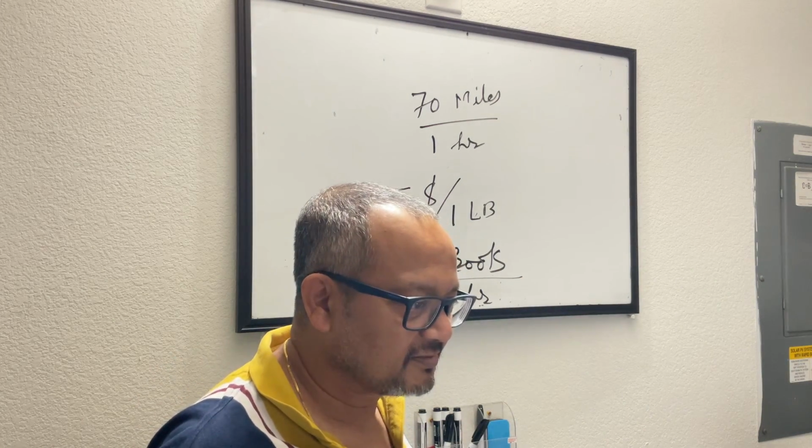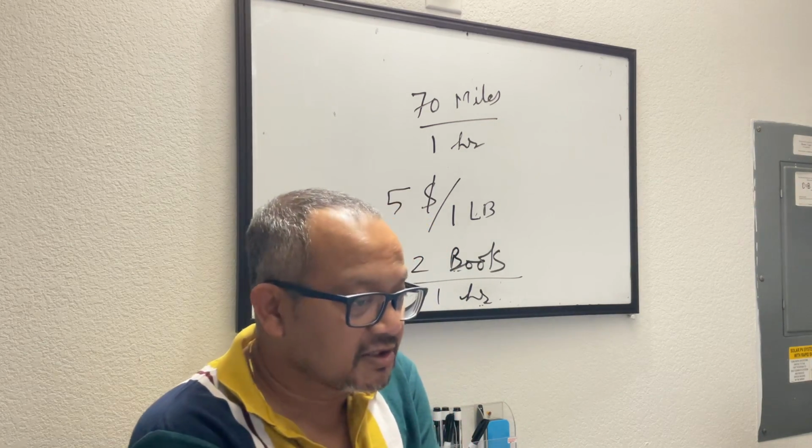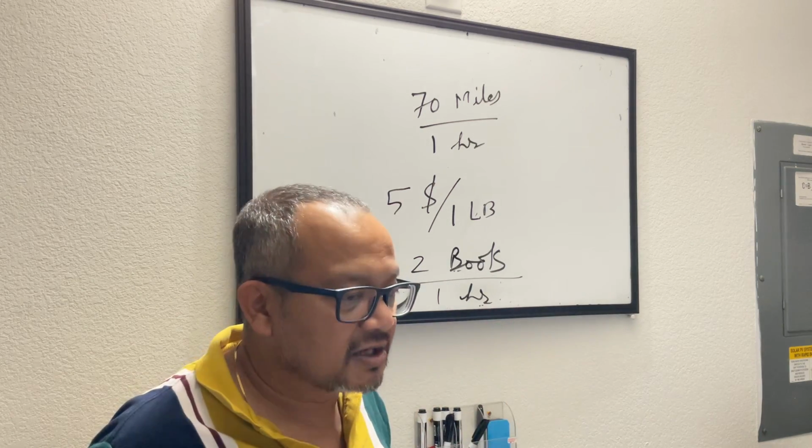So in case of ratio, your units are the same. In case of rate, your units are different. That's the simplest analogy or comparison. Okay?